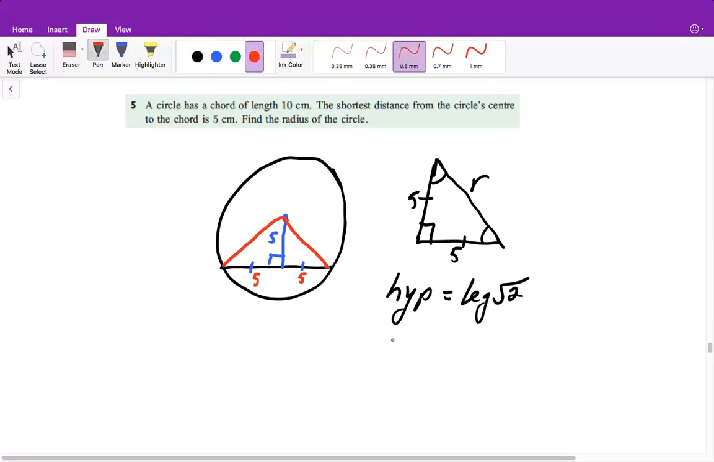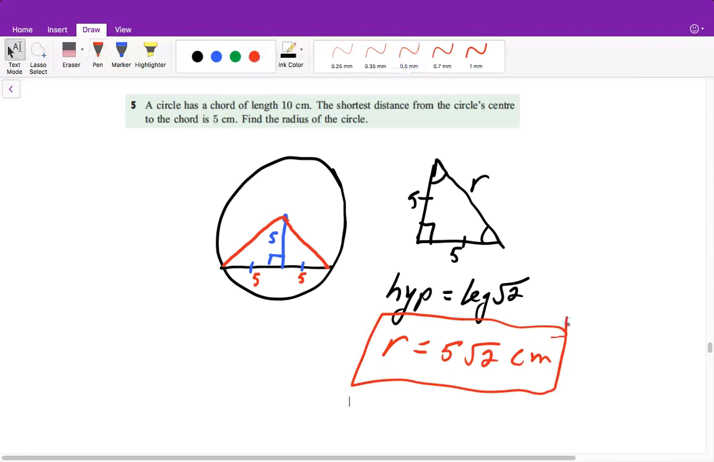So we substitute it in. Our radius is equal to 5 root 2 centimeters. All right. If it asks you to round to the nearest tenth, you can just type this in your calculator and round it, but this is your final answer. You could also use the Pythagorean theorem of 5 squared plus 5 squared is equal to r squared. This will take you maybe a little bit longer.